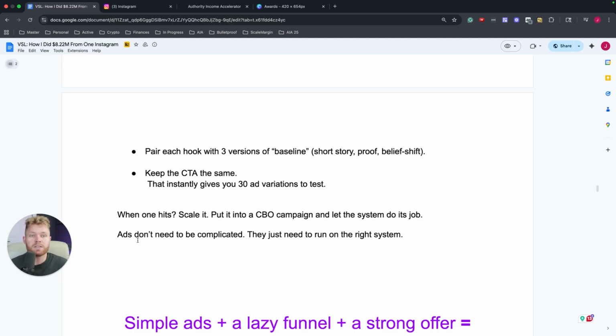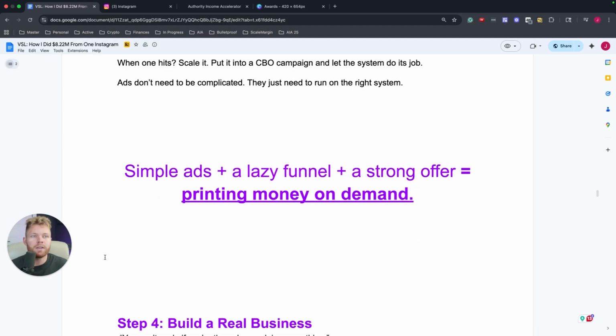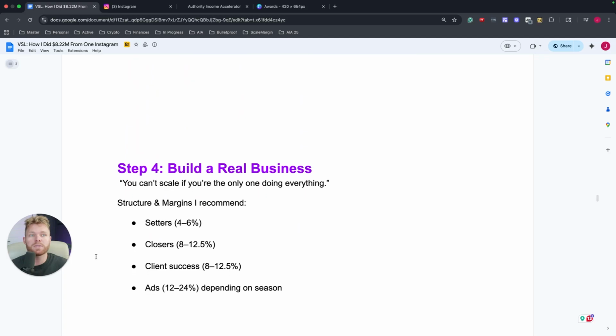You just need the right system to run, because here's the formula on how I made over $8 million on just one Instagram account. Simple ads plus a lazy funnel plus a strong offer equals printing money on demand. That's really it. So step 4 comes to building a real business.